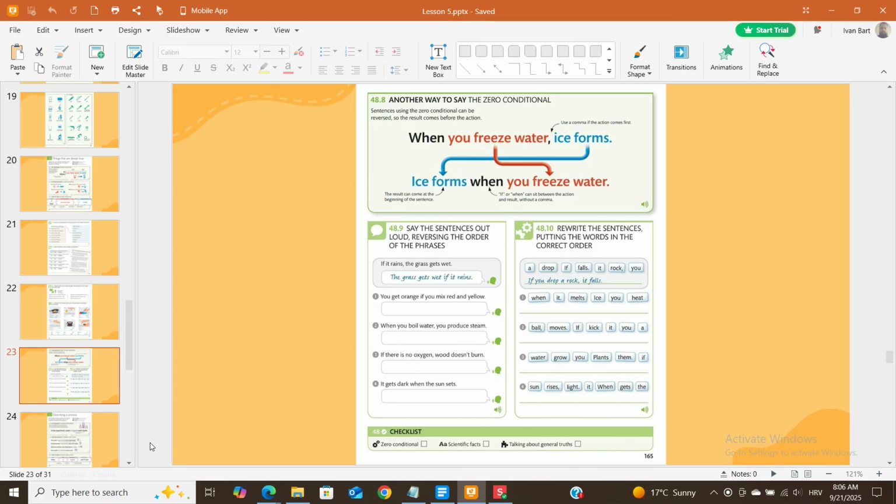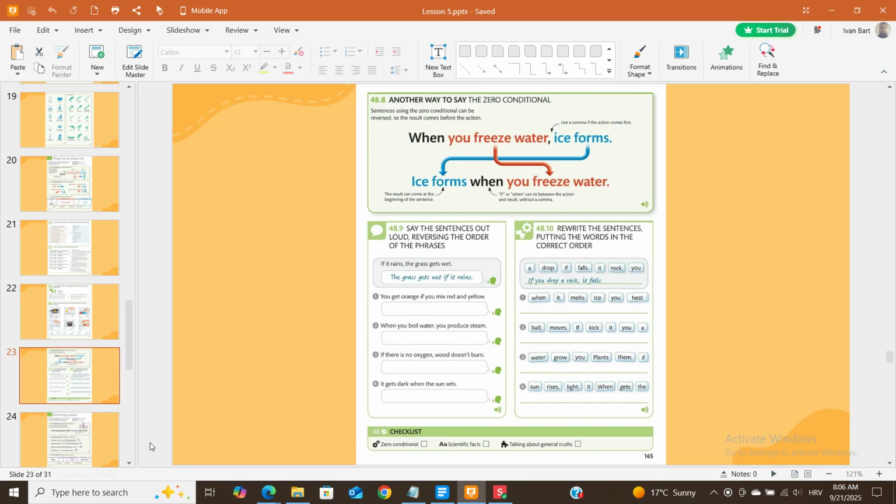48.10 Rewrite the sentences, putting the words in the correct order. If you drop a rock, it falls. 1 When you heat ice, it melts. 2 When you boil water, you produce steam. 3 If there is no oxygen, wood doesn't burn. 4 It gets dark when the sun sets.